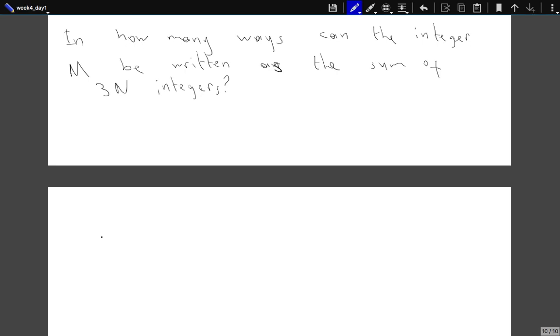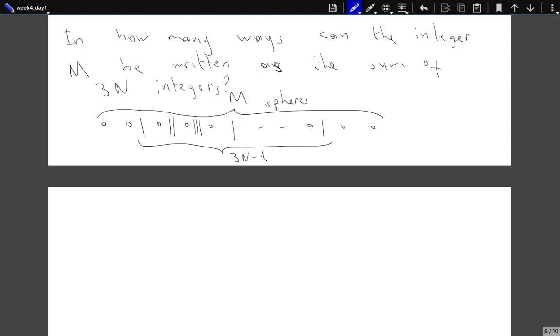Okay, let's look at the problem from a slightly different perspective. Let's assume we have M spheres, and let me insert 3n separators, or more precisely, 3n minus 1 separators. Well, now I wrote M as the sum of 3n integers.